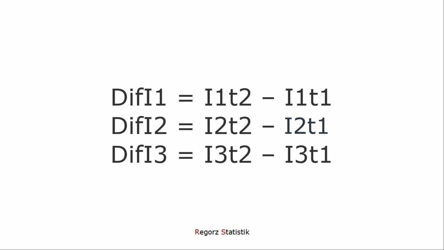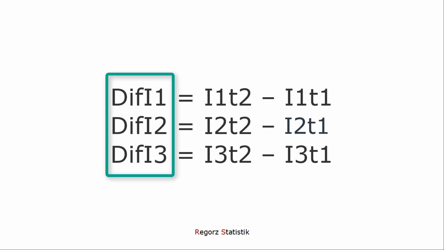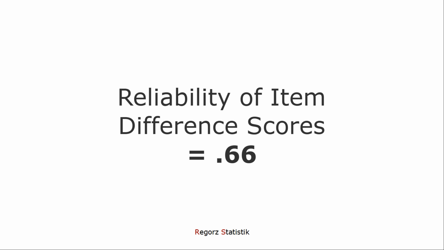But if you do it this way, now you can simply calculate the reliability, Cronbach's alpha, using those item difference scores. You can simply plug those item difference scores into the formula for Cronbach's alpha with your statistical program. And in this case, we get a reliability of 0.66. And this should much closer match the true reliability than the classical formula I showed you earlier.